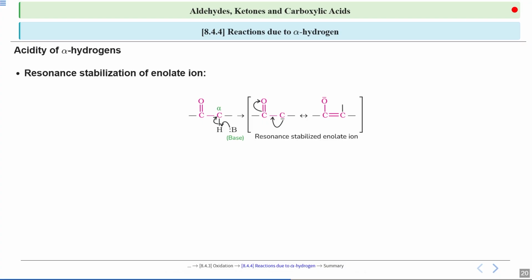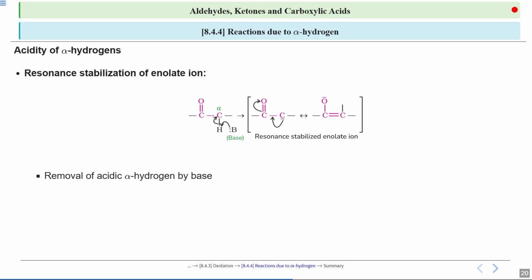Now these concepts, students, are very important because they will build your basics of organic chemistry. You need to understand carefully why this hydrogen is more acidic and how this enolate ion is getting stabilized. So pay attention and listen to everything carefully.